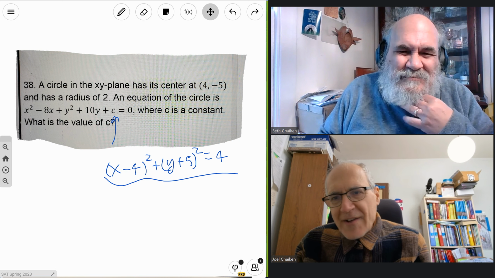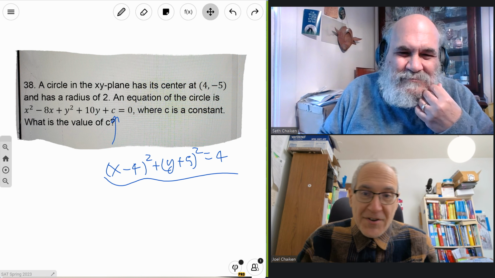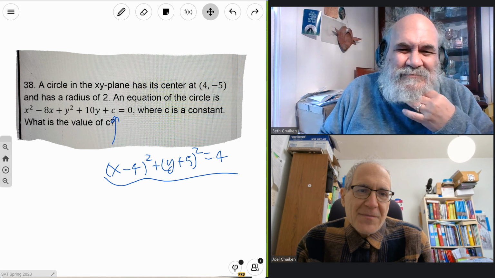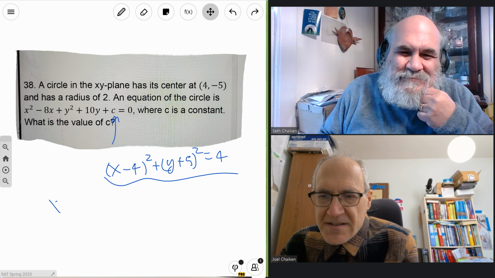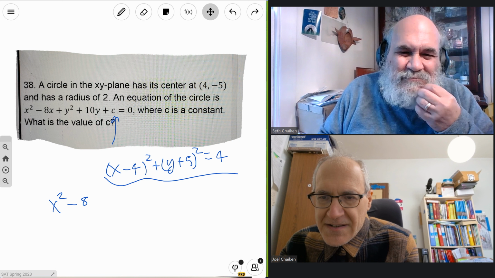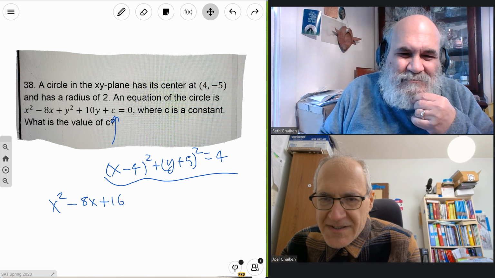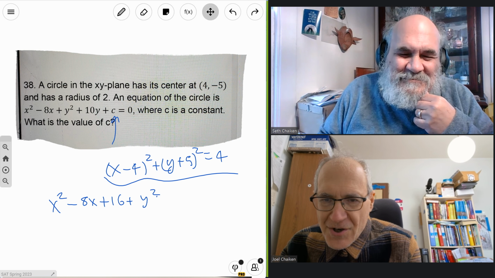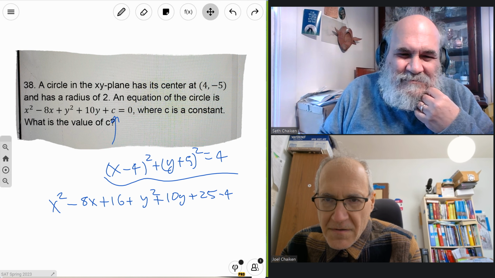Notice you try one idea, it doesn't work, and while you're thinking it through, you realize you can change paths. Then we just multiply everything out and compare terms. So this is x squared minus 8x plus 16. Can't make any mistakes here. If you make any sign mistake, it's going to hurt.